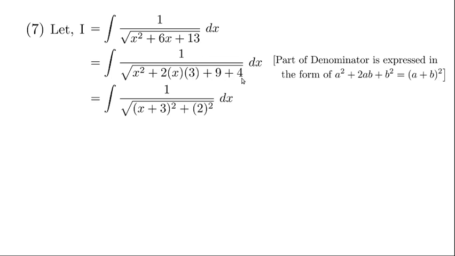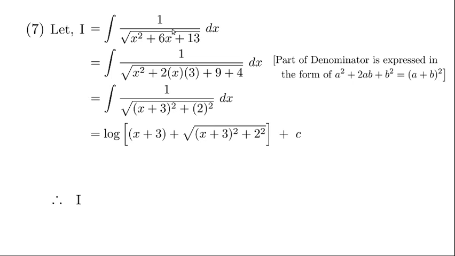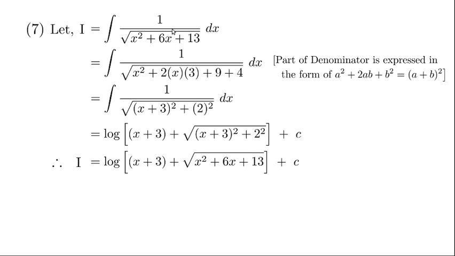So it becomes integration of 1 upon root of x plus 3 the whole square plus 2 square. And that's equal to log of x plus 3 plus root of x plus 3 the whole square plus 2 square. On simplifying this, we get back the original problem. So that's equal to log of x plus 3 plus root of x square plus 6x plus 13 plus c.